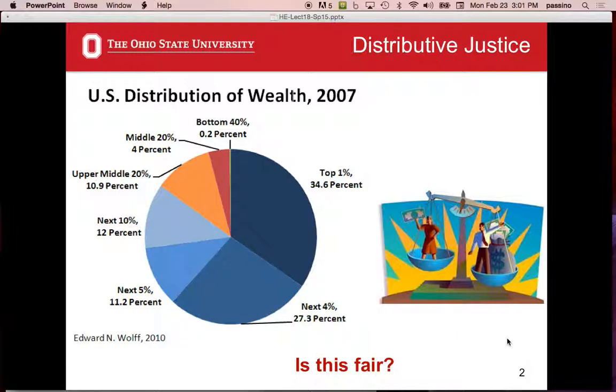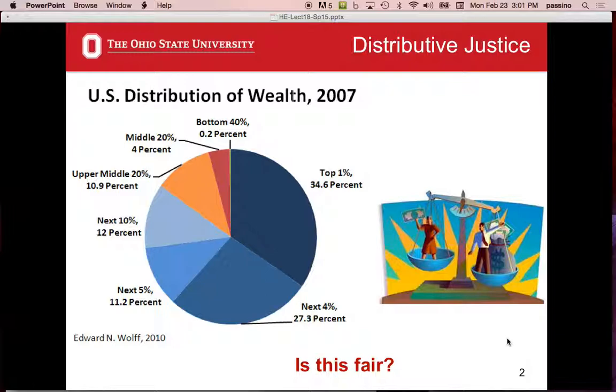Then it goes to the next 5%, next 10%, upper middle, 20%. But what's interesting is the yellow little slice of pie you hardly see, and that is that the bottom 40% own 0.2% of the wealth. Wow. So that shows what we already know. When we talked about the Gini index for the United States, we are quite unequal. You get a hint at this sort of thing.